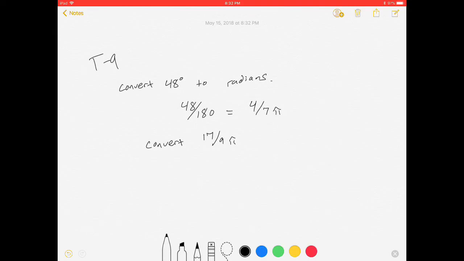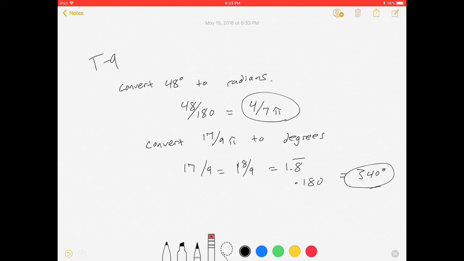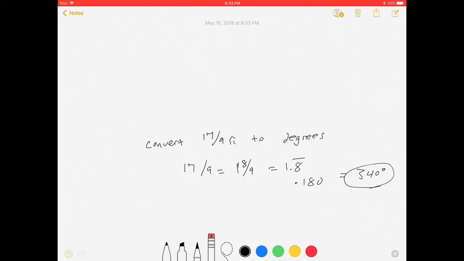Next we're going to convert 17 over 9 pi to degrees. You just put 17 over 9 times 180 over pi. So then you can just go the reverse route. So 1 and 8 ninths, or 1.8 repeating, which then equals 340 degrees. You just pretty much do it in reverse, and then you can check it by doing the thing above.